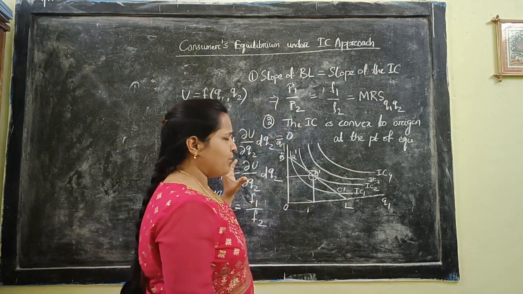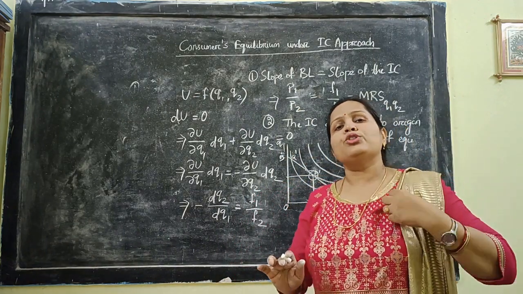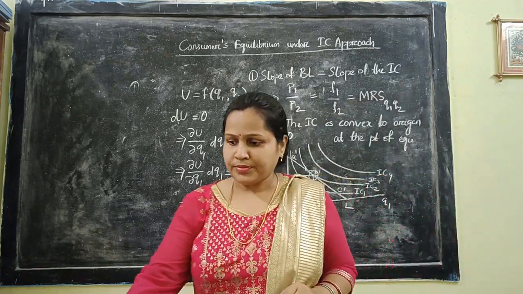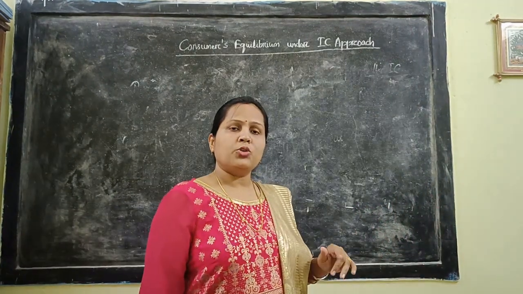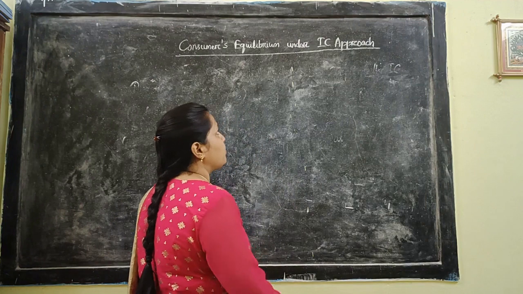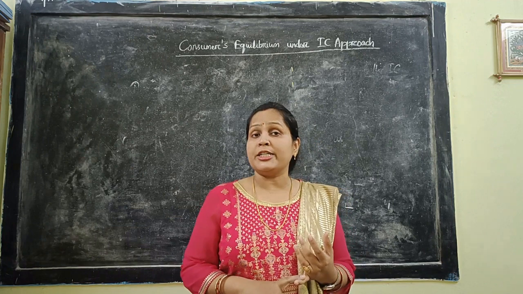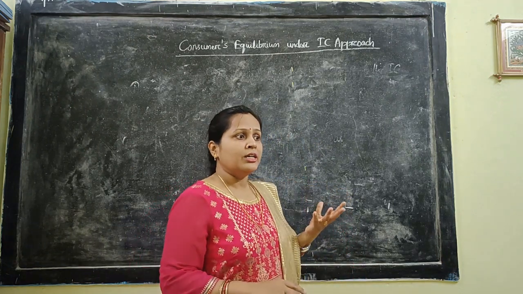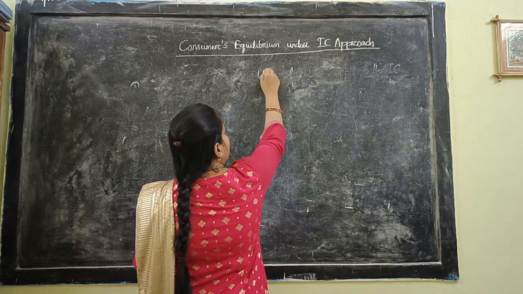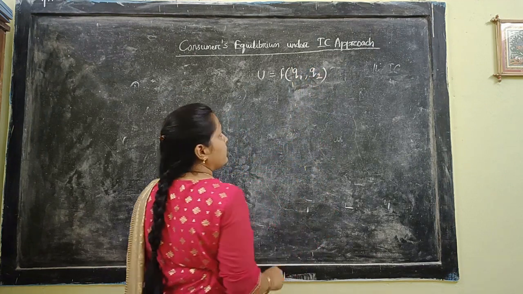So now with this brief introduction to the graphical solution of consumer's equilibrium, let's move to the mathematical solution, or mathematical derivation, of consumer's equilibrium under the indifference curve approach. So for mathematical derivation, as before, for ease of understanding we are taking utility as a function of Q1 and Q2, right?